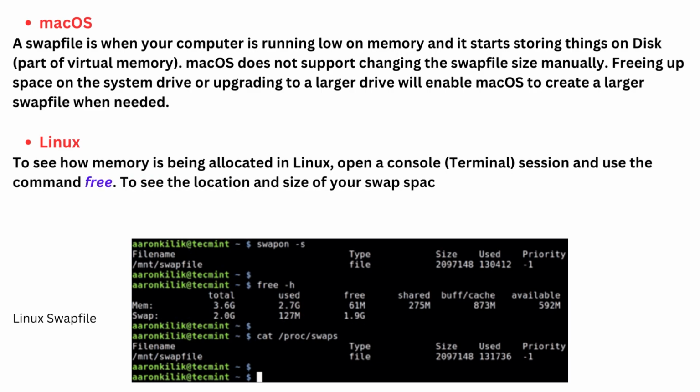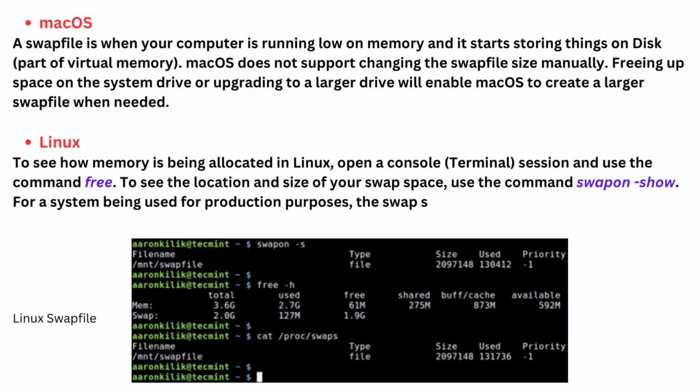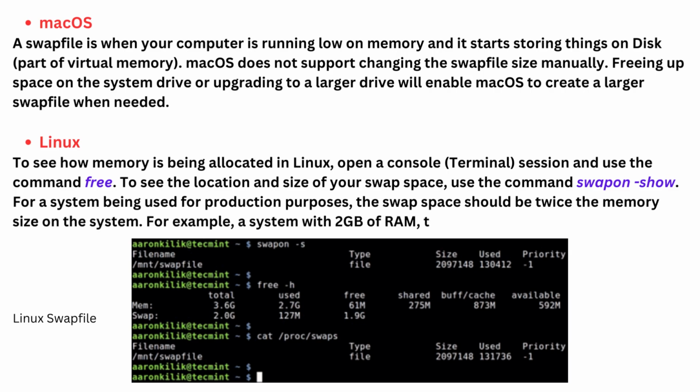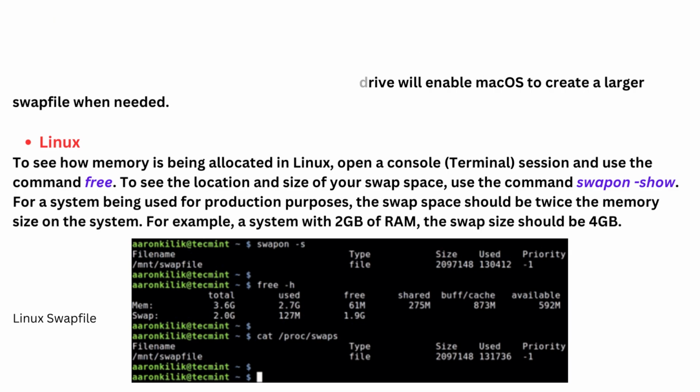Linux. To see how memory is being allocated in Linux, open a console, terminal, session and use the command free. To see the location and size of your swap space, use the command swapon --show.